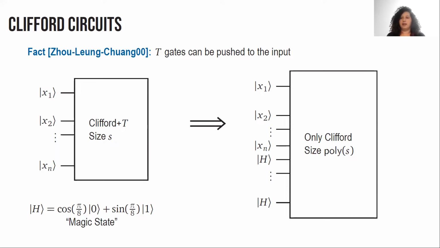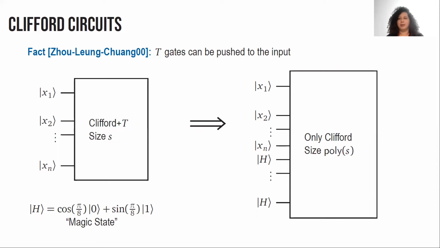H is essentially applying the matrix T over the 0 qubit, and then applying some Clifford operation. So this magic state, if you get an ample supply of it, you can compute any quantum computation. And this magic state is, as written here, cosine pi over 8 times the 0 qubit plus sine pi over 8 times the 1 qubit.